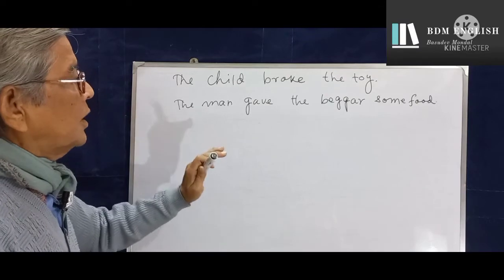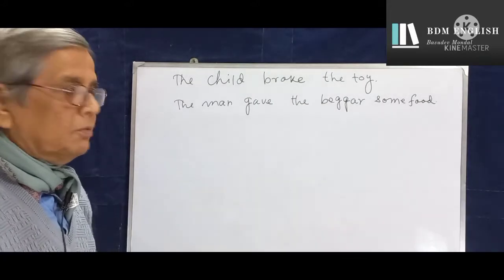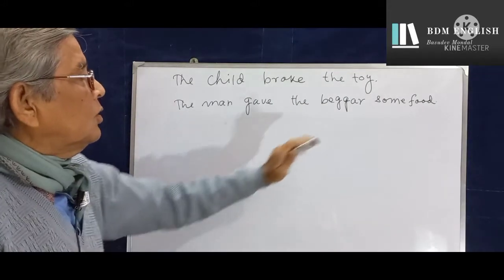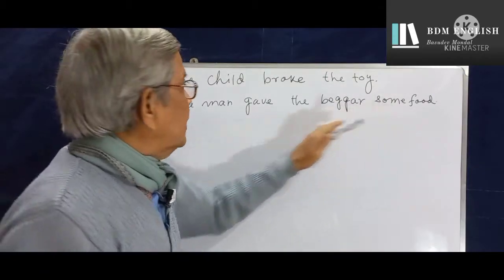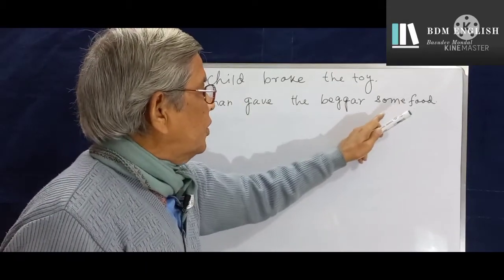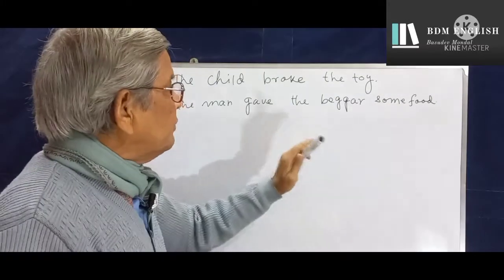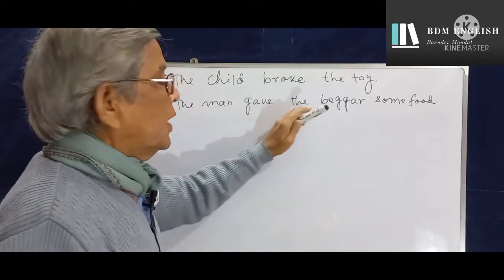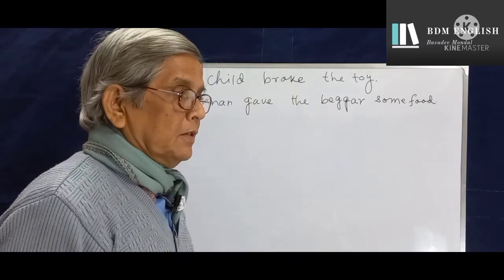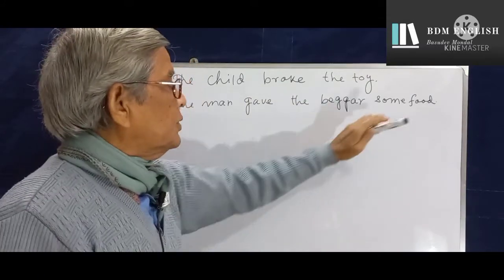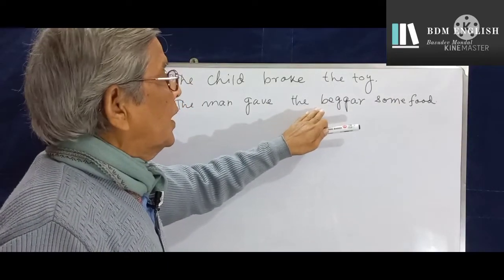But how did he start the action? He first went to the food, took it up. So the action begins with some food. The action directly falls on the food. The action starts direct on the food. Therefore, some food here is a direct object. And then taking the food, the man definitely went to the beggar. So this beggar is the indirect object. The doer begins the action with the direct object and completes it to or for the indirect object.